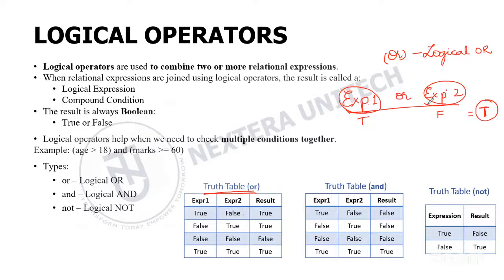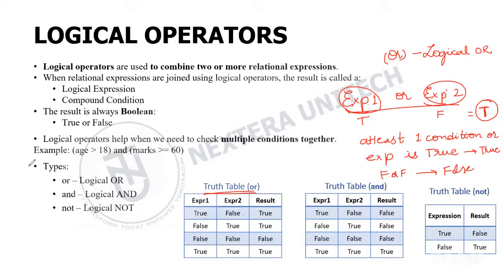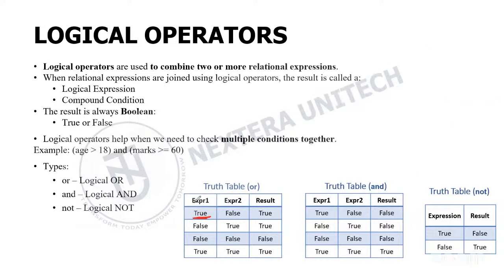So if at least one condition or expression here is true, then your output will be true. Otherwise, it will be false. Otherwise means both are false. So if both expressions are false, we will be getting a false value. That is why here, if you see, expression 1 is true. So at least one is true, right? So that is why our result will be true.